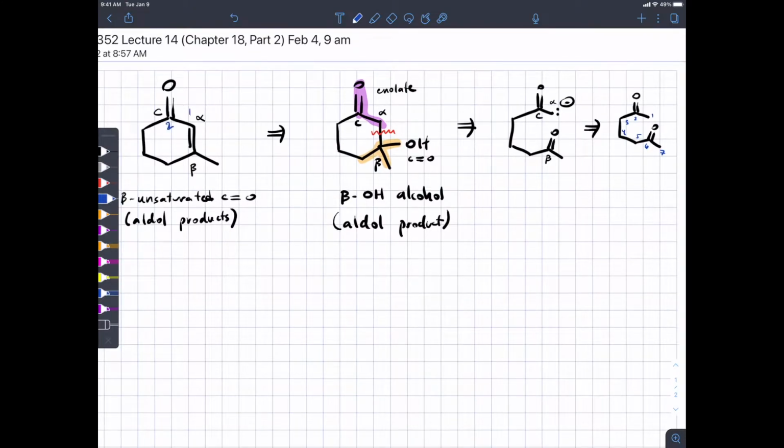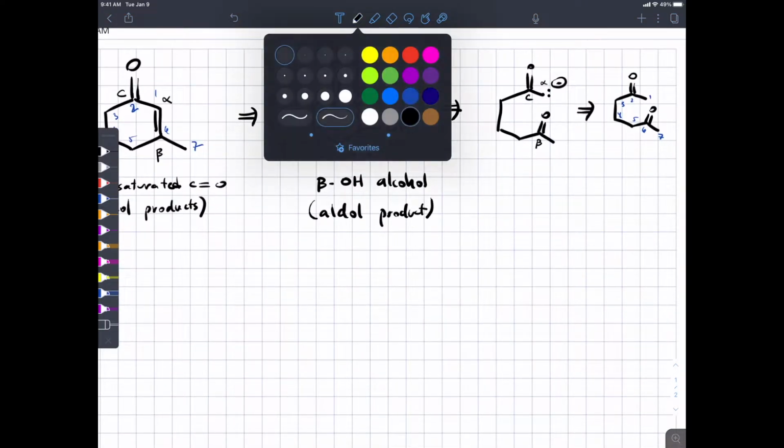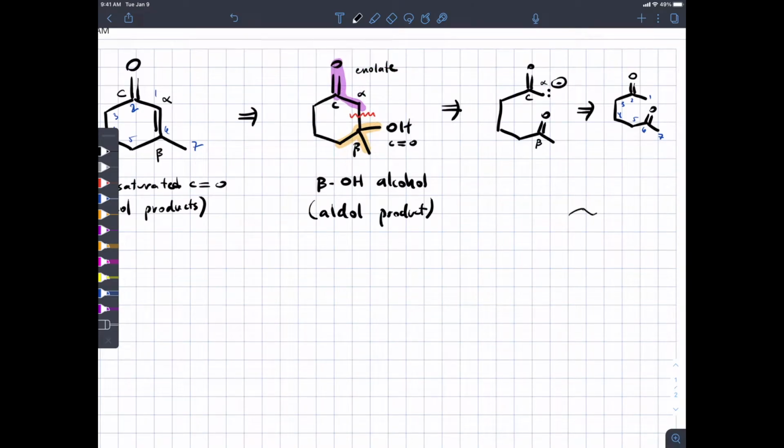Let's see, 1, 2, 3, 4, 5, 6, 7. Numbering carbons is a great thing to do when you're dealing with problems with rings, just to make sure you don't mess up. And if we draw that starting material, 1, 2, 3, 4, 5, 6, 7, in a slightly different way, this is what it comes from.